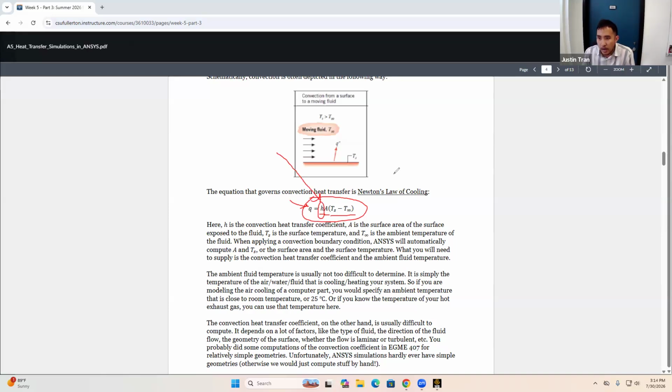And H is dependent not only on the fluid, but it also depends on the fluid velocity. It depends on the fluid flow conditions, the flow patterns, temperature, things like that. And so typically for H, the way that it's found is that usually we run a fluid simulation as well to determine H. But this is something that you have to think about applying for a convection boundary.